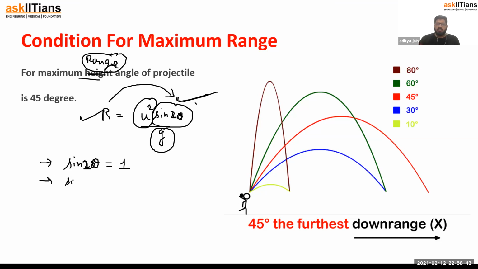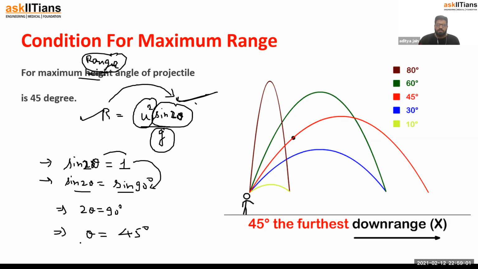So when is the value of sine 1? It is 1 at an angle of 90 degrees. So can I say sine 2 theta will be equal to sine 90 degree, because it is equal to 1 and 1 is the value of sine 90. So can I say sine 2 theta will be equal to sine 90? So can I say 2 theta will be equal to 90 degree? And from this we can say theta will be equal to 45 degree.